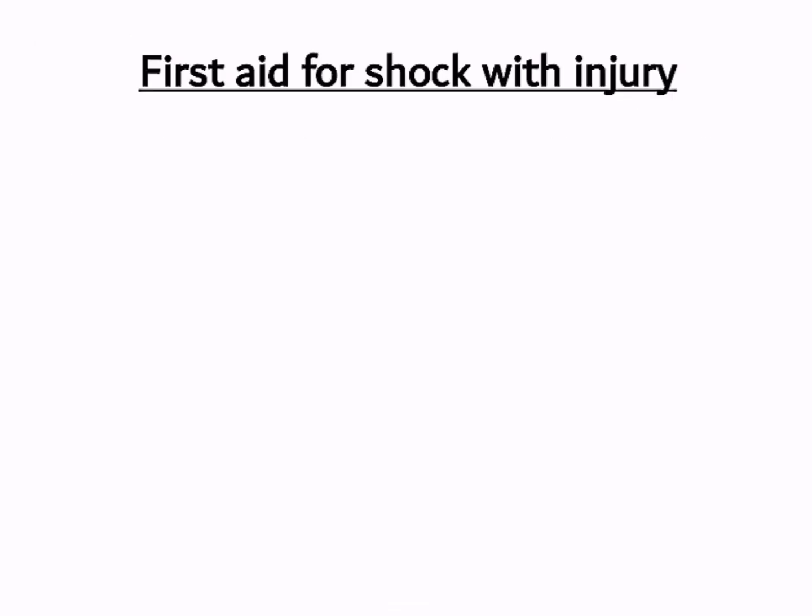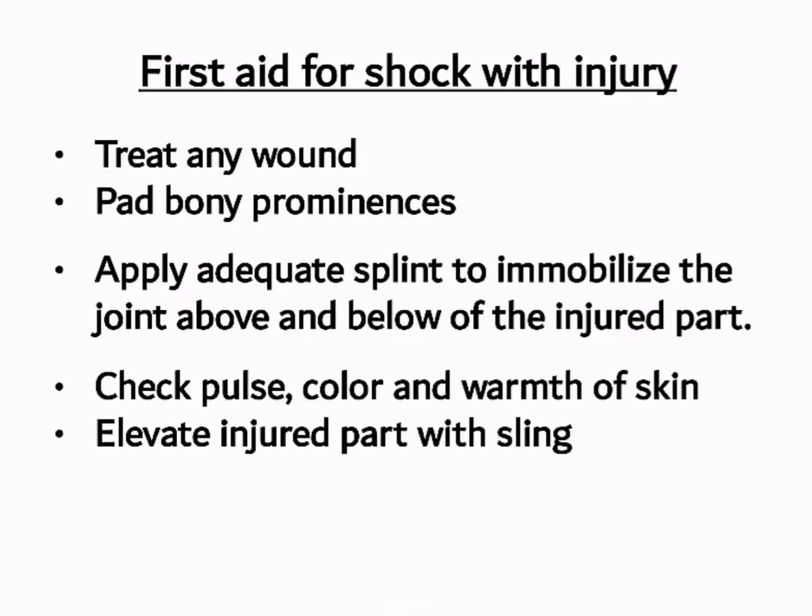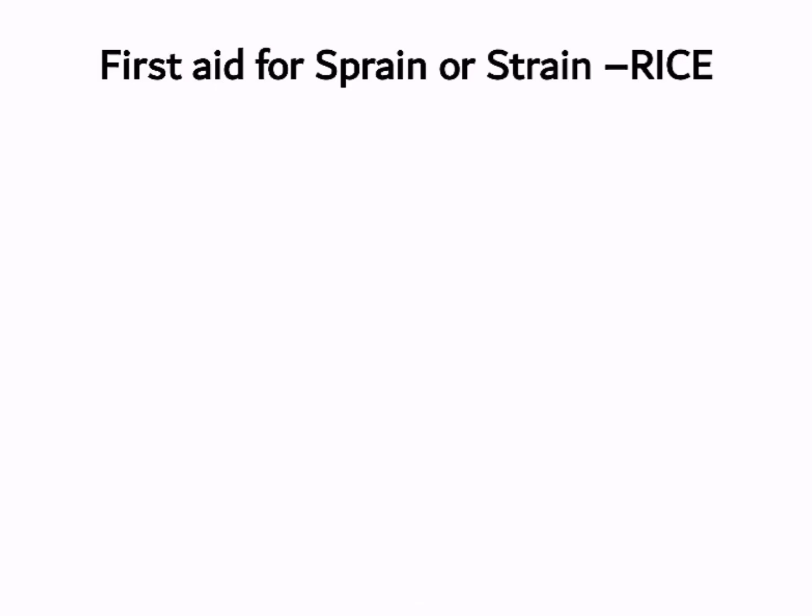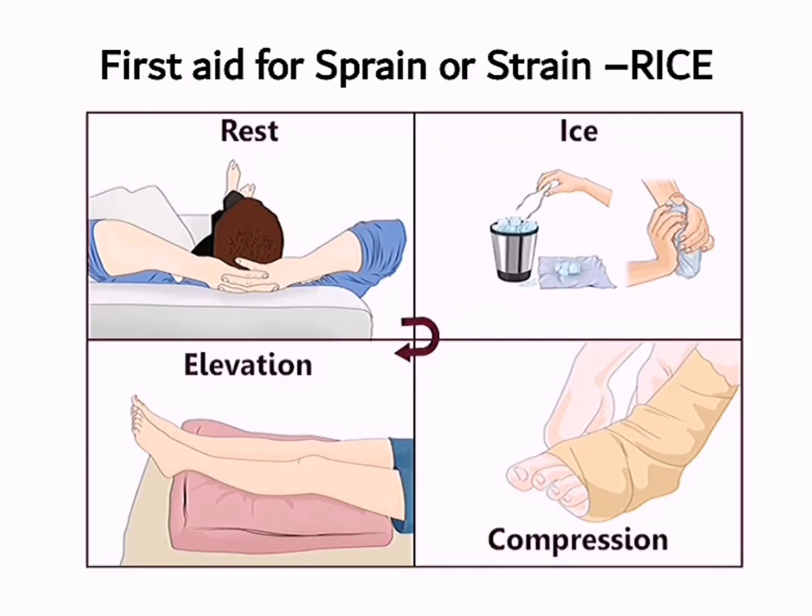First aid for shock with injury. Treat any wound. Pad bony prominences. Apply an adequate splint to immobilize the joint above and below the injured part. Check pulse, color and warmth of skin. Elevate the injured part with a sling. First aid for sprain or strain: rest, ice, elevate, and compression.